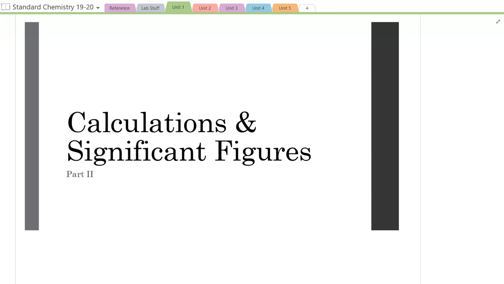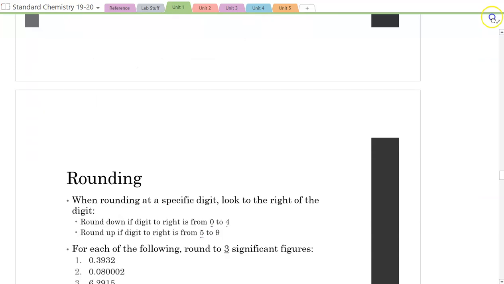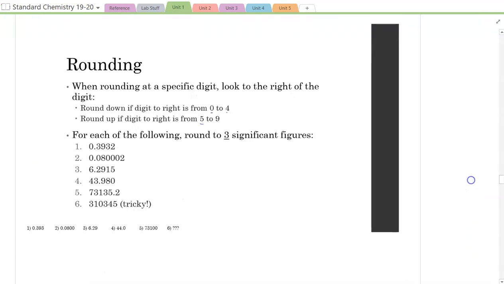Now we're going to apply these rules for significant figures and calculations because, ultimately, science needs a lot of calculations. Before we do that, though, we're going to talk about rounding, so how to round some numbers. This should not be anything too new, but I just wanted to make sure we're clear about how this works.